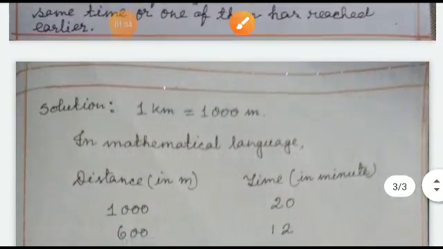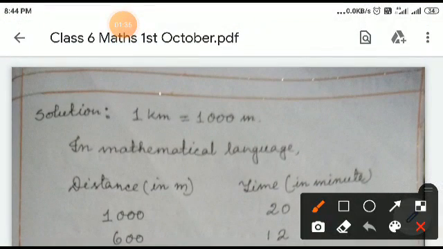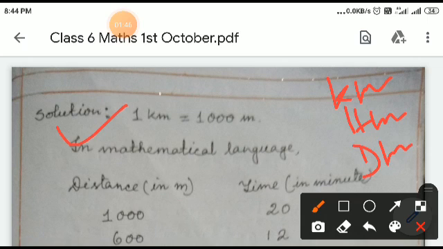Now come to the solution part. We can write 1 kilometer equals 1000 meters. Because we know after kilometer we get hectometer, decameter, meter. There are 3 places, that is we are going 3 places down. So we can write 1 kilometer equals 1000 meters.